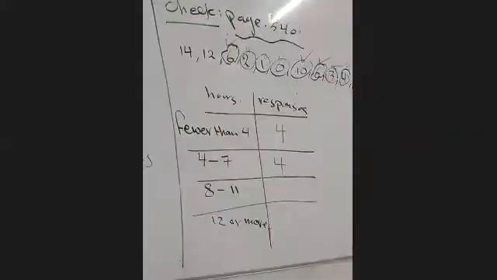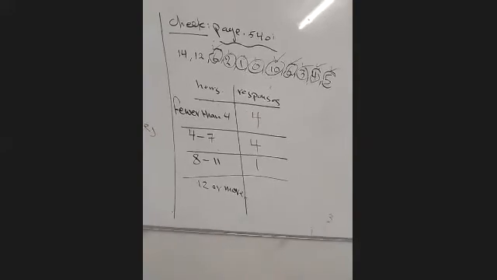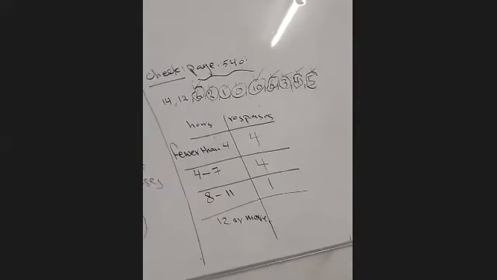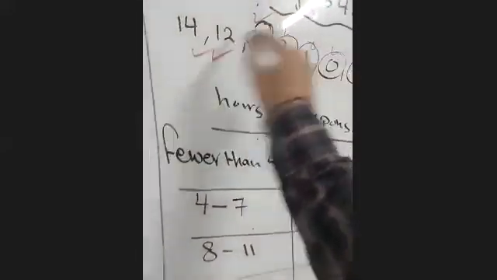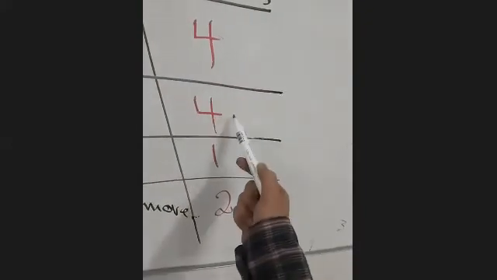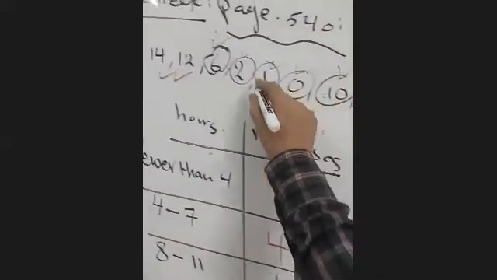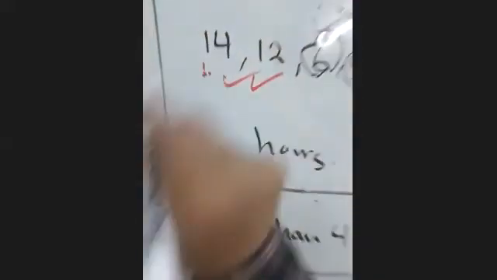We cannot take 14 and 12, it's not from 8 to 11. So here we have one response from 8 to 11. For 12 or more, it is 12 and 14, which is 2. Now, how many people did we survey? We add these: 4 plus 4, 8, plus 3, 11. And if you count your data, 1, 2, 3, up to 11.